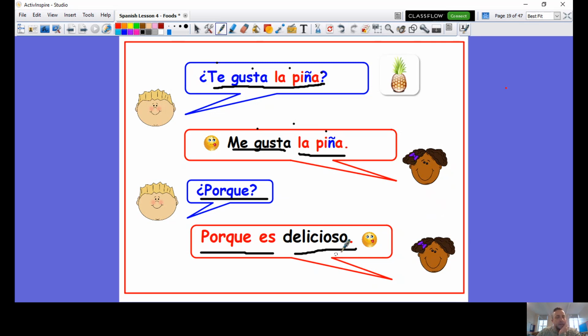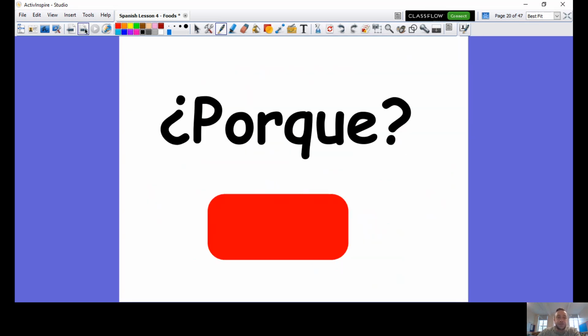So the girl had to explain and she said, porque es delicioso. I remember that delicioso means delicious. I can't remember what porque es means. Can you help me? That's right, it means because it is delicious. Well done. Remind me again, when we ask the Spanish question, porque, what are we asking?